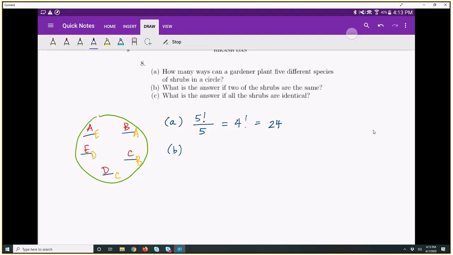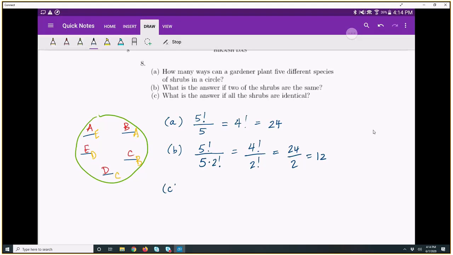Next, what if 2 of the shrubs are the same? So I have 5 total shrubs, but 2 of them are the same. Then again, I'm going to have my 5 factorial over 5. But then think about the 2 that are the same. I numbered one of them 1 and the other one 2. Then of these 24 permutations that I found, because the 2 shrubs are identical, some of them are actually going to be the same. Instead of calling them 1 and 2, if I took the tags off, then I can't tell them apart. Since there were 2 repeated, I'm going to also divide by 2 factorial. If I had 3 repeated, then I would divide by 3 factorial. And so this is going to end up being 4 factorial divided by 2 factorial, or 24 over 2, which is 12.